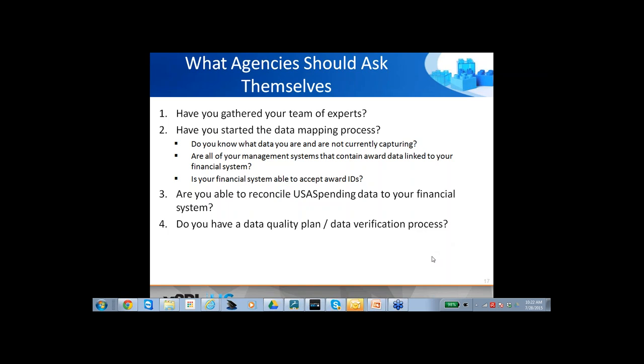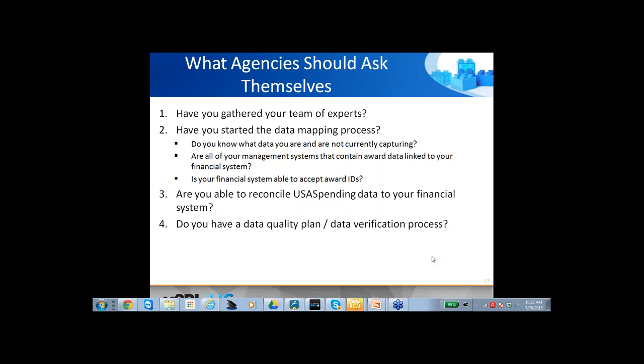The data mapping process is what will help inform you of what you're capturing and what you're not capturing, and that's what's key. You have to look at what you are capturing and ask, is the definition consistent? If not, you have to figure out what you might have to change in order to be consistent with the definition as now defined in the Data Act. And for things you're not capturing, you have to figure out how you are going to capture them.